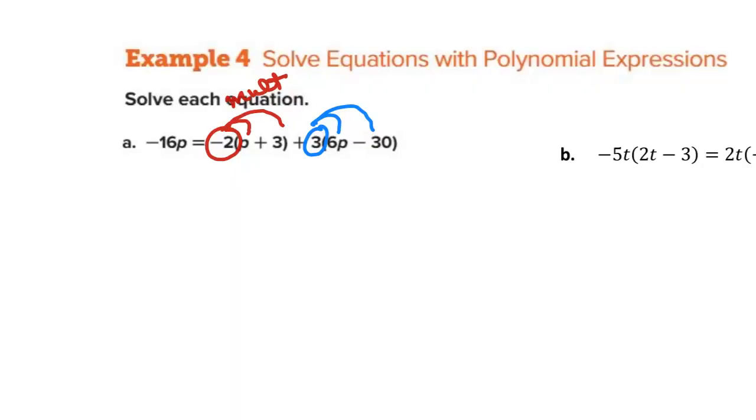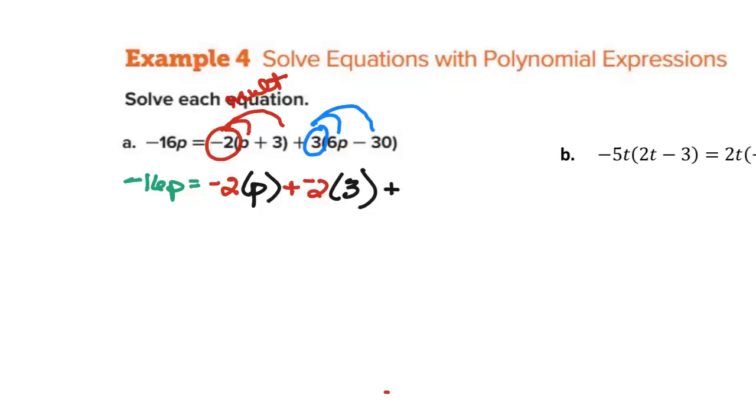So I'm going to start off negative 16p, and I just rewrite that. Equals, now I'm going to distribute that negative 2. That's negative 2 times p, okay? And then there's a plus sign here, so I'm going to do plus. But then I'm going to do negative 2 again times 3. Okay, so I've distributed that negative 2.